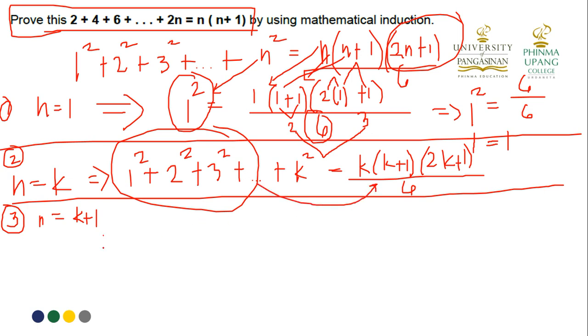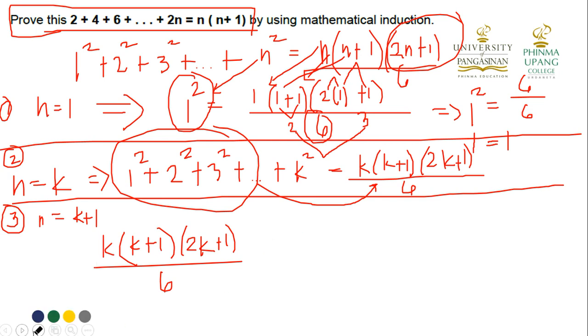Yun. So, gawin natin K. Tapos K plus 1. Tapos 2 K plus 1 all over 6. Next. Anong gagawin? Copy? Plus k plus 1 squared. Plus k plus 1 squared. 1 squared is equivalent to k plus 1.